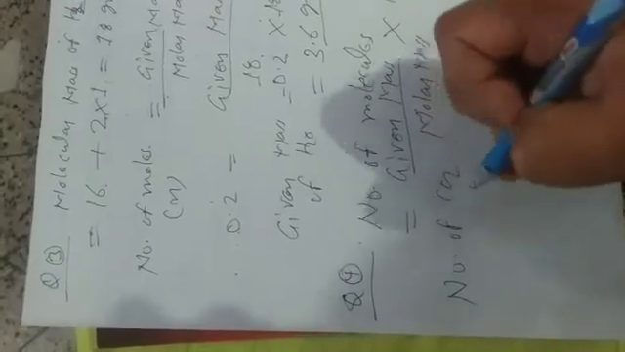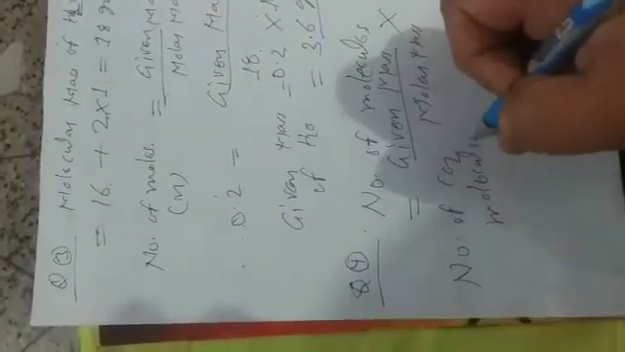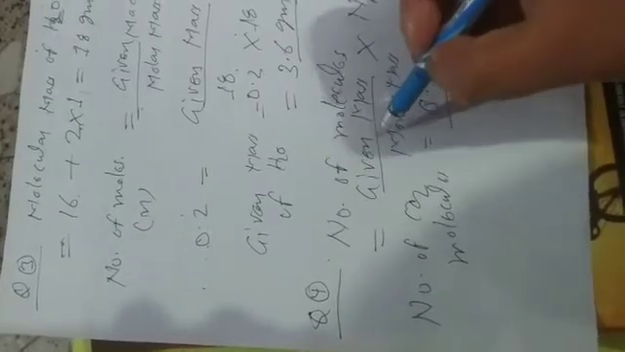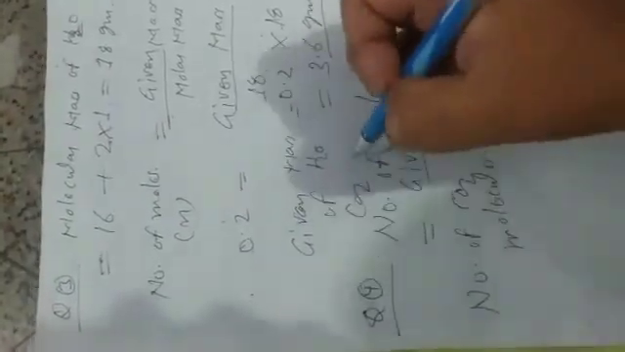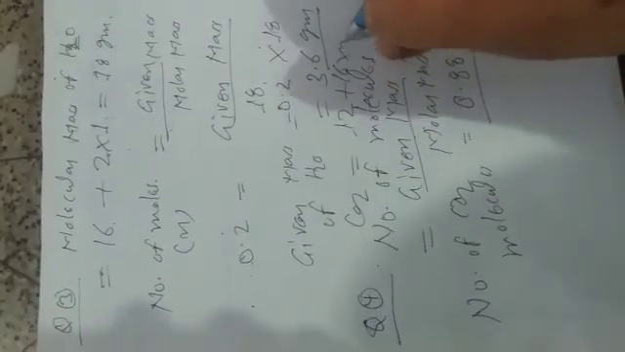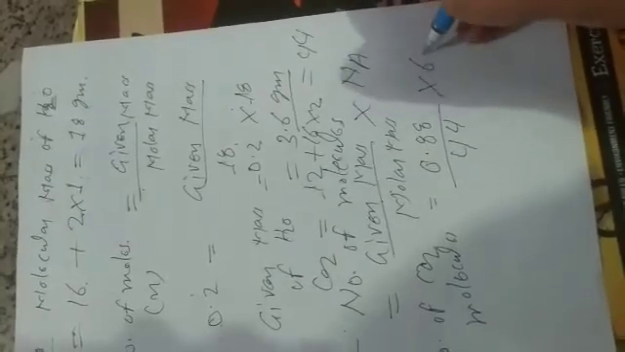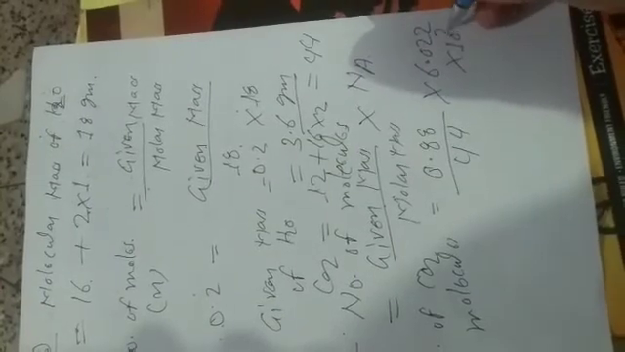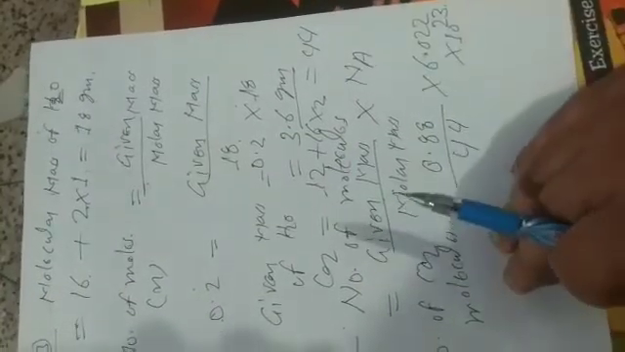Number of CO2 molecules is equal to the given mass, 0.88 gram, upon the molar mass of CO2. Molar mass: C is equal to 12 and oxygen 16 multiplied by 2, so it is 44 gram. So 44, and the Avogadro number is 6.022 multiplied by 10^23.